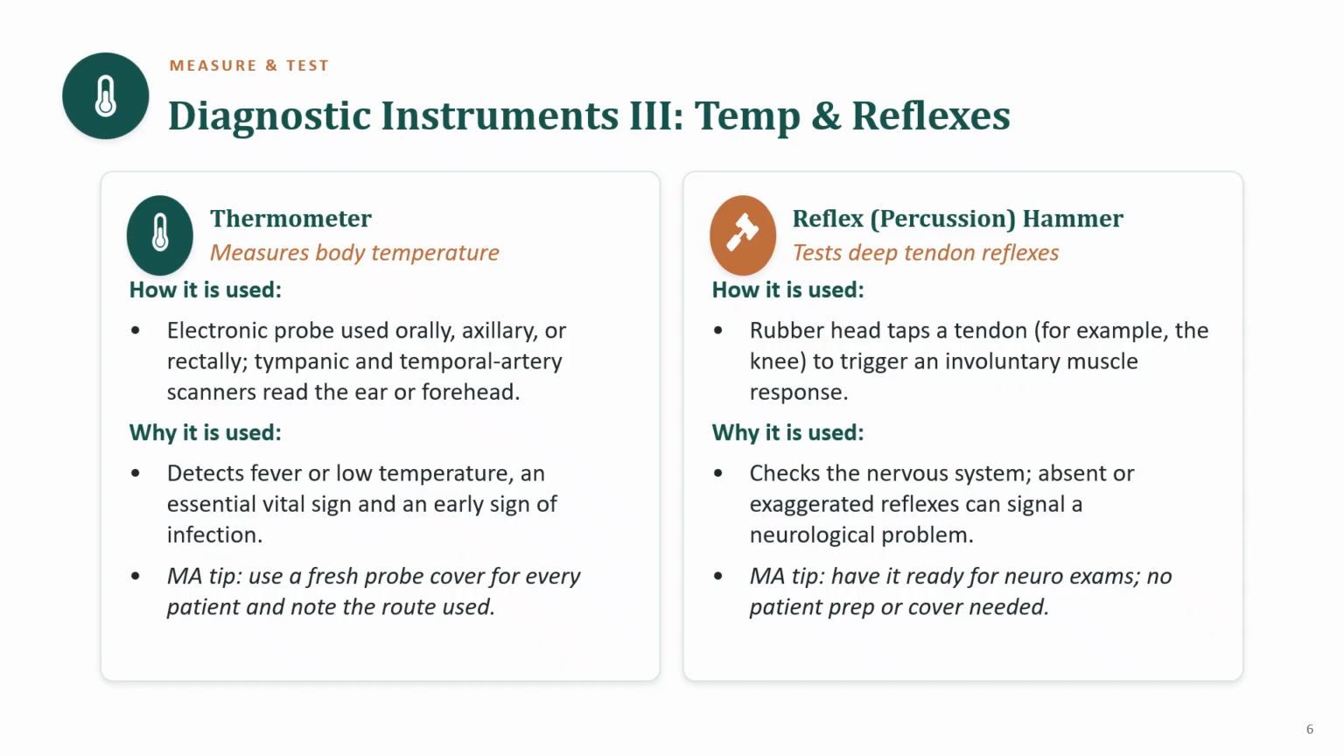The reflex hammer, sometimes called a percussion hammer, tests deep tendon reflexes. The provider will tap a tendon, the classic example being just below the kneecap, and watches for the involuntary jerk. Why? Because the reflex arc travels through the nervous system, so reflexes that are missing or exaggerated can point to a neurological issue. The nice thing about the reflex hammer is that it needs no patient prep and no probe cover, so your job is simply to have it on the tray when a neurological exam is happening. Again, same pattern: what it does, why it matters, and how you prepare it.